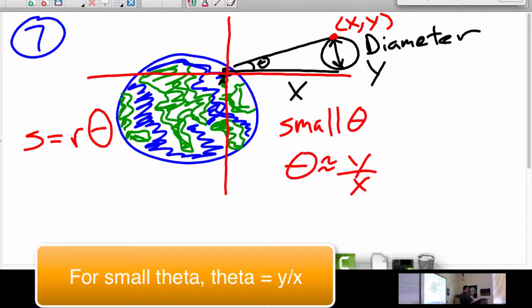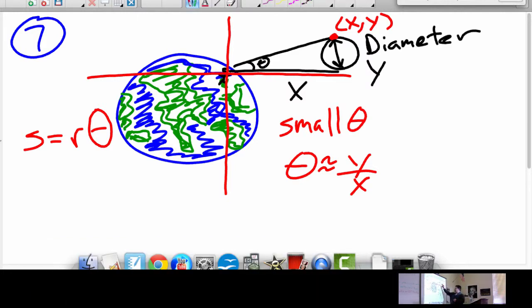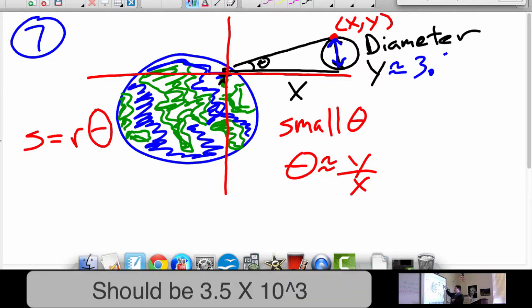So the diameter of the moon, in other words, from here to here, is about 3.5 times 10 to the third power. No, is it second power? 3,500 would be times 100. So this would be, yeah, that's right. Okay? Does that make sense?